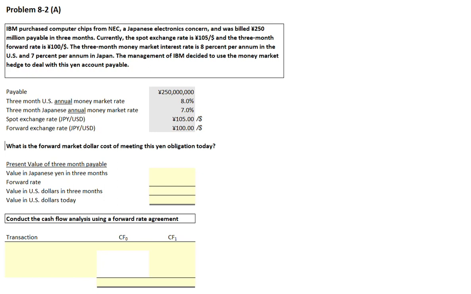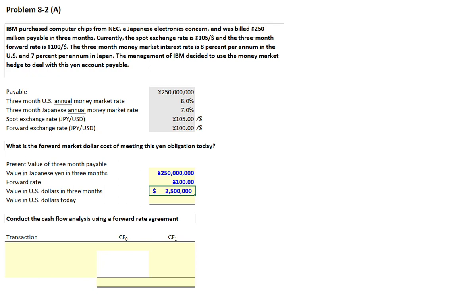If instead we wanted to use a forward market transaction and we wanted to set aside sufficient cash today to meet that obligation, the question would be, how much do we need to set aside? So we're going to begin. We need the 250 million yen in 3 months. We're told the forward rate we can lock in right now is 100 yen. So the amount we're going to need in US dollars in 3 months is simply the 250 million divided by the 100, or 2.5 million US dollars in 3 months.